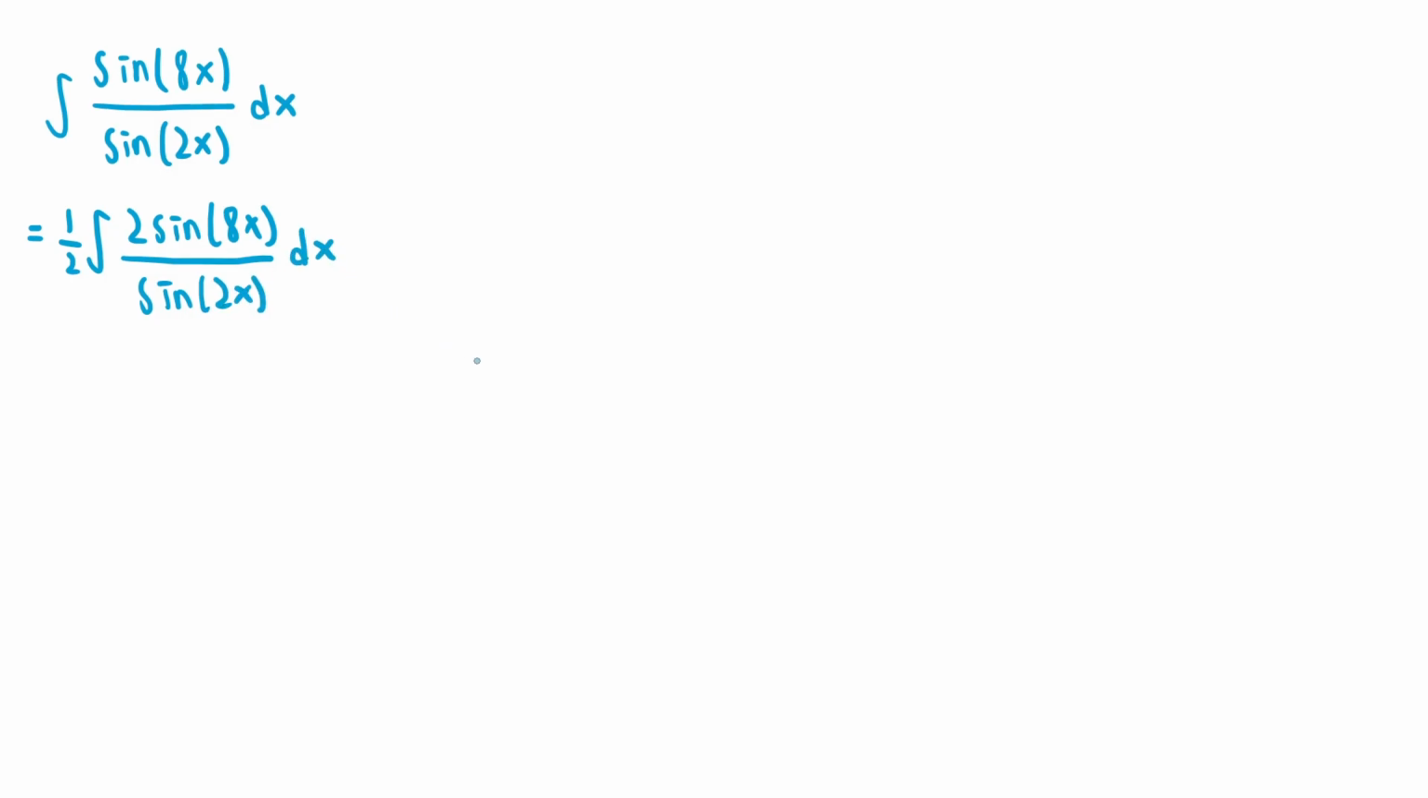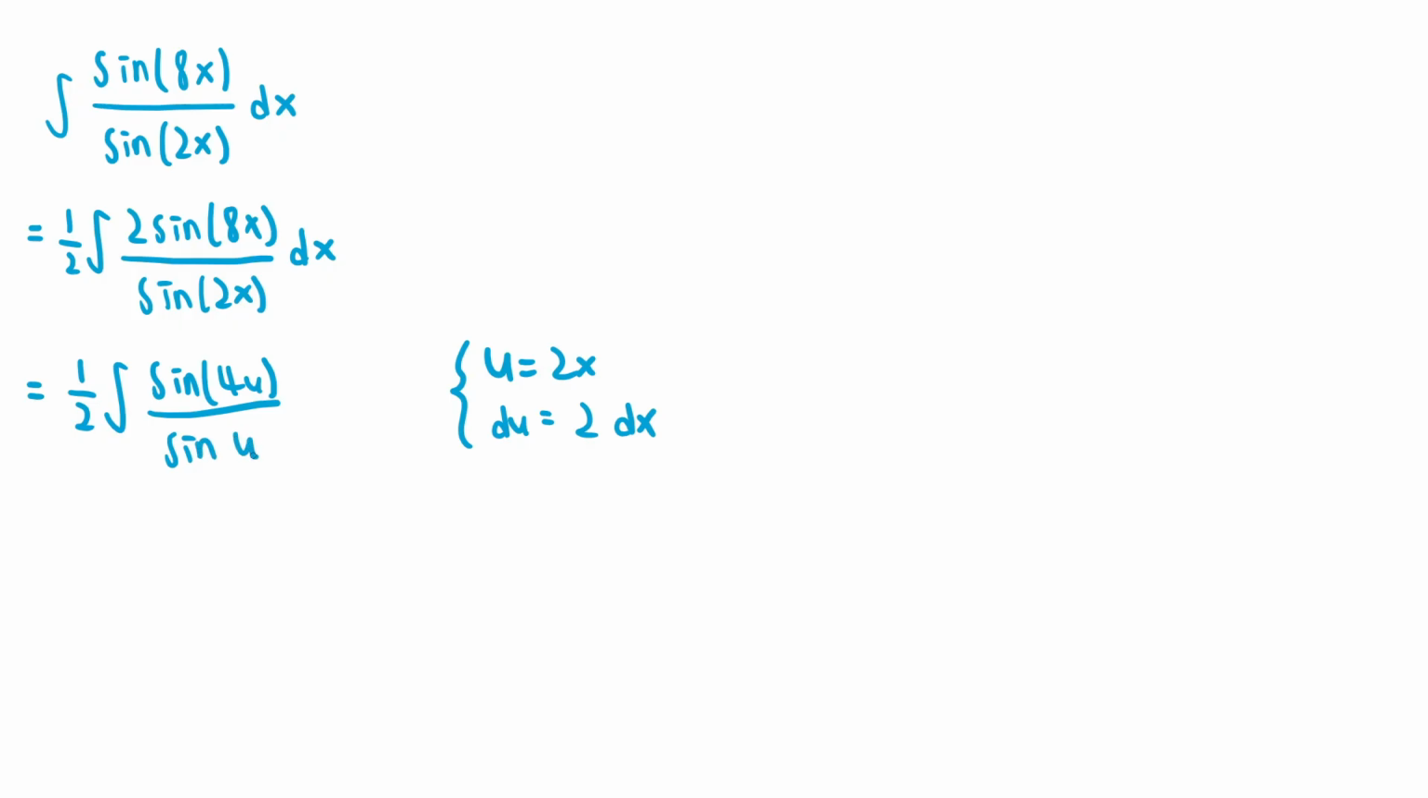So we're now ready to do the substitution. If we let u equal 2x, then du equals 2 dx, and if we substitute this into the expression, this becomes 1/2 times the integral of sine of 4u over sine of u du, since the 2 dx becomes du, and sine of 8x becomes sine of 4u, and sine of 2x becomes sine of u, since u equals 2x.